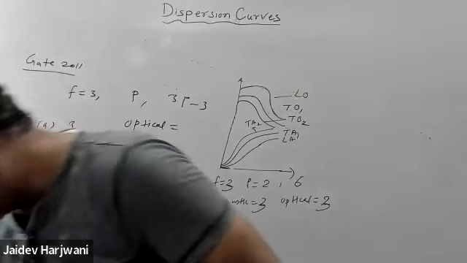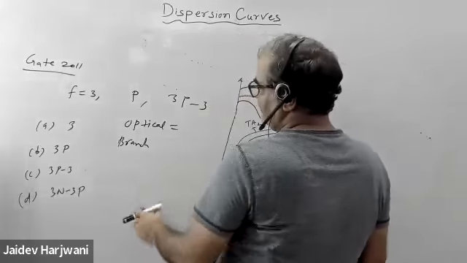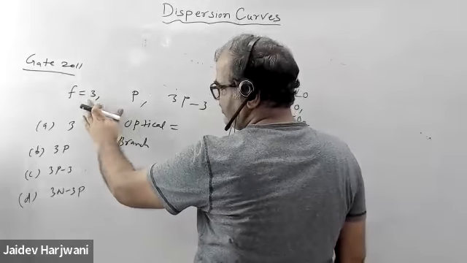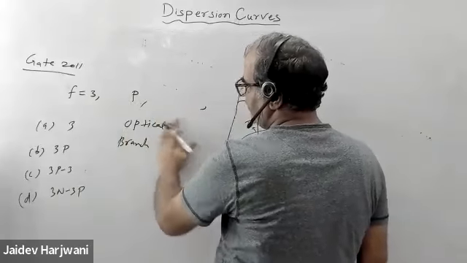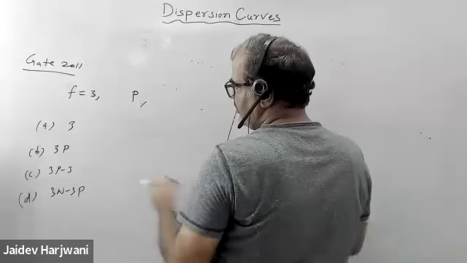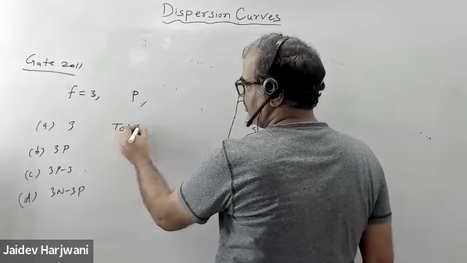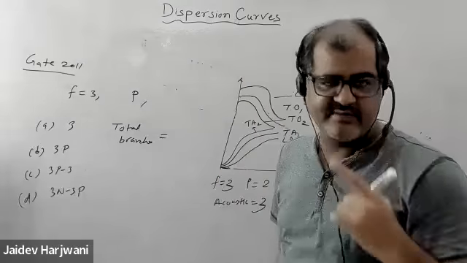Sir, can you explain once more? I already explained it several times. Okay, so you have F, the degree of the crystal is 3D, and a basis of p atoms. So the total number of branches will be how many? You tell me now, how many total branches will be there?